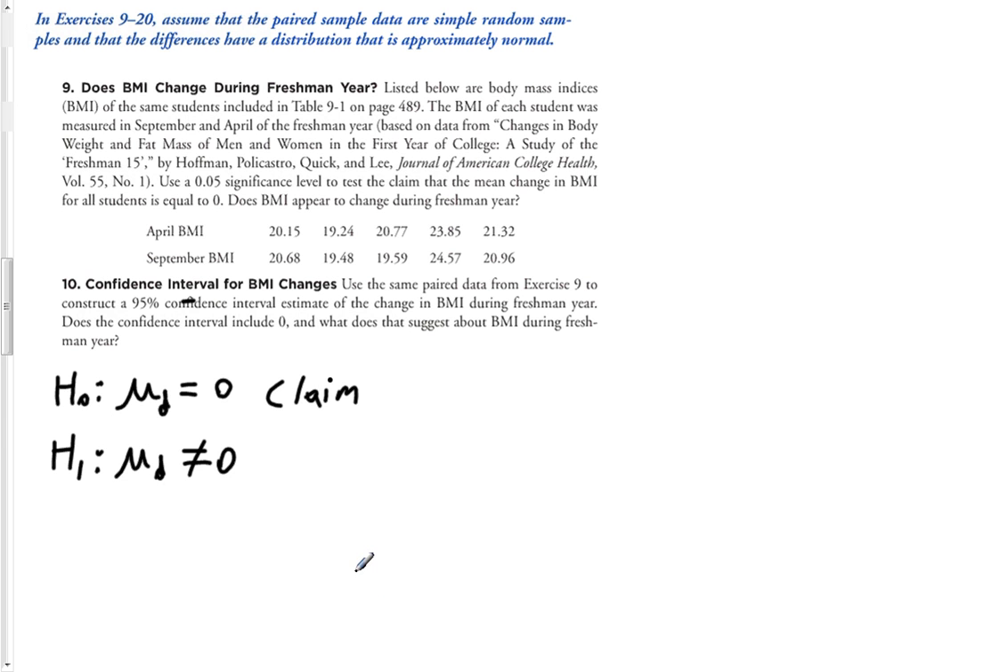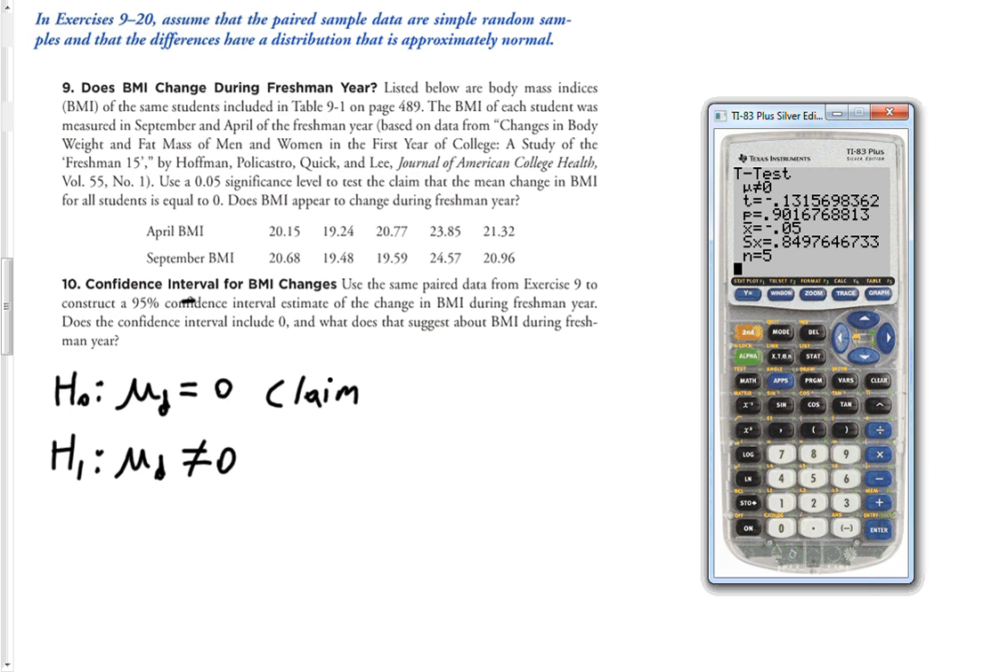Let's go back to our TI there. So I get that the test statistic is negative 0.13, which is not extreme. That's less than one standard deviation lower than the hypothesized mean of 0. The p-value is 90%, so there's a 90% probability of getting a sample this extreme if the difference is actually 0. And the standard deviation is given there as 0.84 or 0.85.